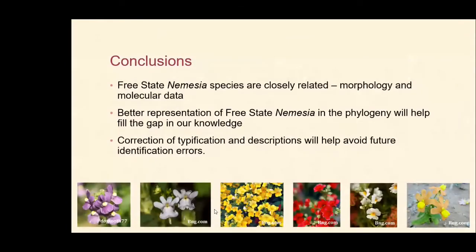So in conclusion, Nemesia species occurring in the Free State are closely related, and this is reflected in their morphological similarities and their molecular data. And with Nemesia being a priority genus for taxonomic revision, a better representation of Free State Nemesia in the phylogeny of the genus will play a significant role in filling the gap in our knowledge about the evolution of Nemesia species and their relationships.